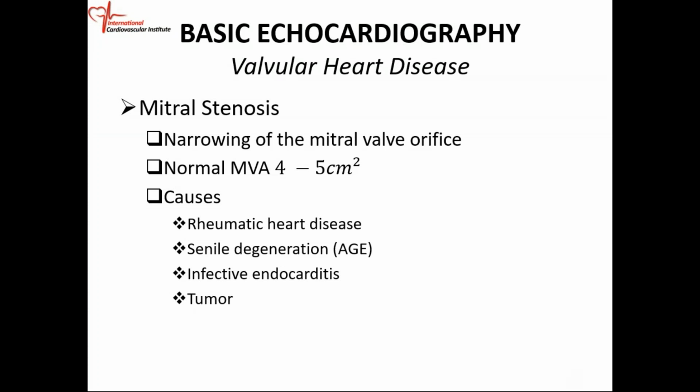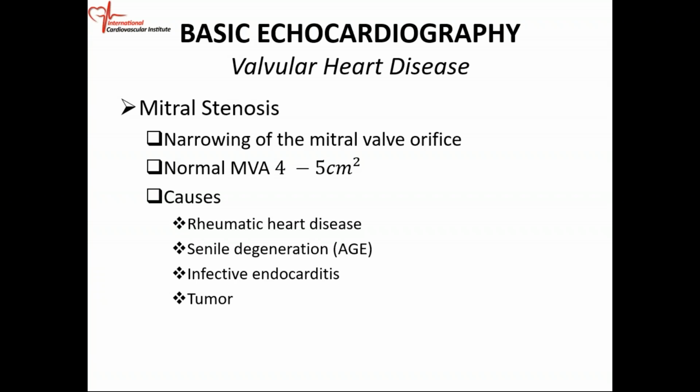So the normal mitral valve, of course, has an anterior and a posterior leaflet. The normal opening, or the area of the mitral valve, is about 4 to 5 centimeters squared. And when we talk about mitral stenosis, we talk about a narrowing of the mitral orifice. That's an opening. So the opening is narrowed.